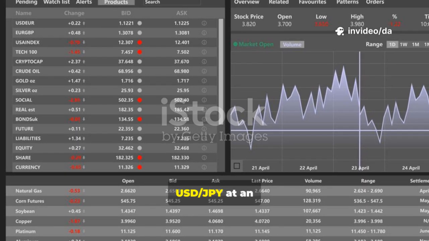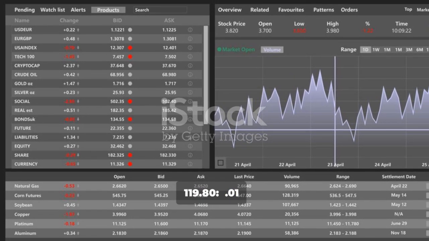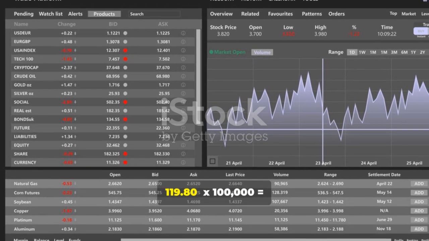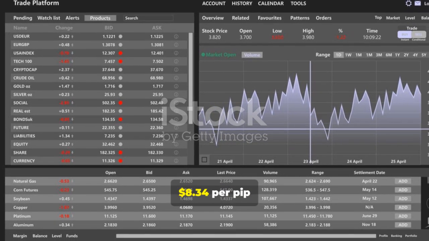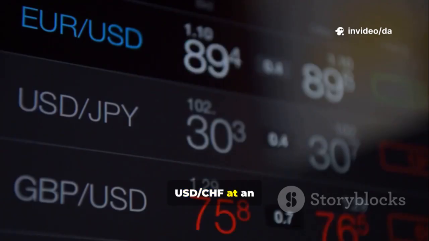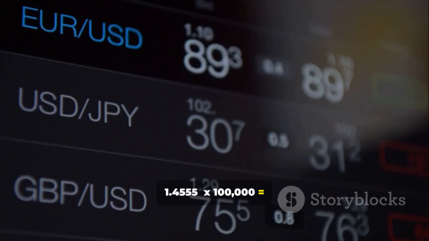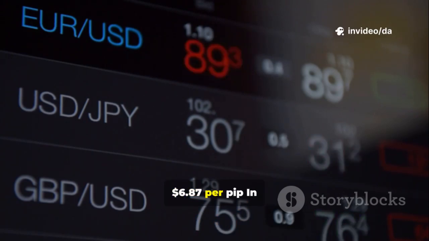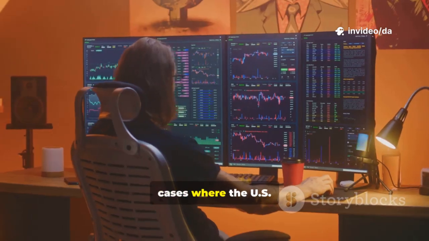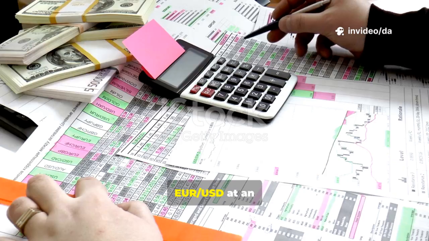USD/JPY at an exchange rate of 119.80: 0.01 / 119.80 x 100,000 = $8.34 per pip. USD/CHF at an exchange rate of 1.4555: 0.0001 / 1.4555 x 100,000 = $6.87 per pip. In cases where the US dollar is not quoted first, the formula is slightly different.